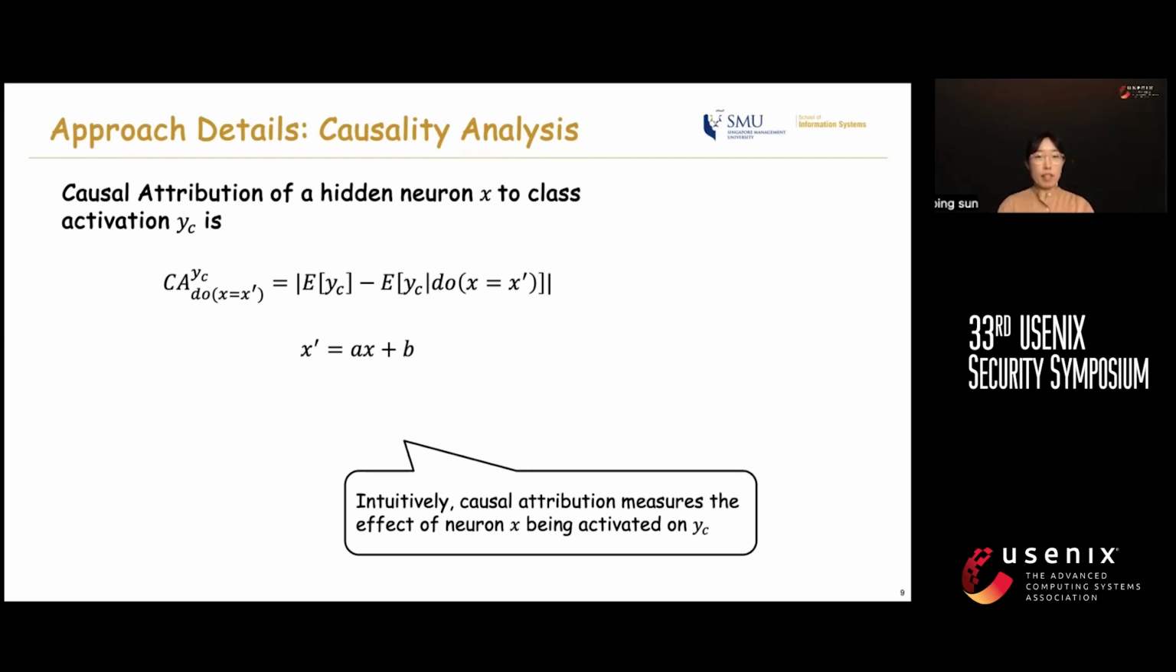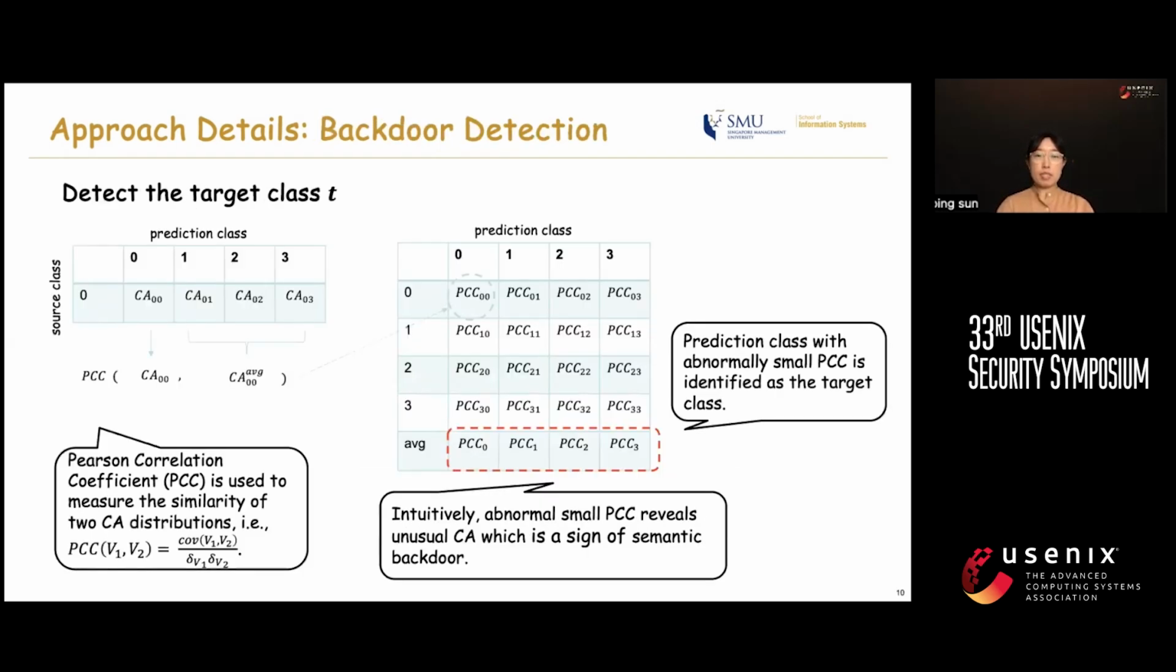And by calculating the CA, we will be able to measure the effect of neuron X being activated on class YC. And next, how can we detect the target class T? Here, for samples from each source class, we are going to calculate the CA of all neurons in a selected layer for all the prediction classes. In this example, we show 4 classes, 0, 1, 2, and 3.